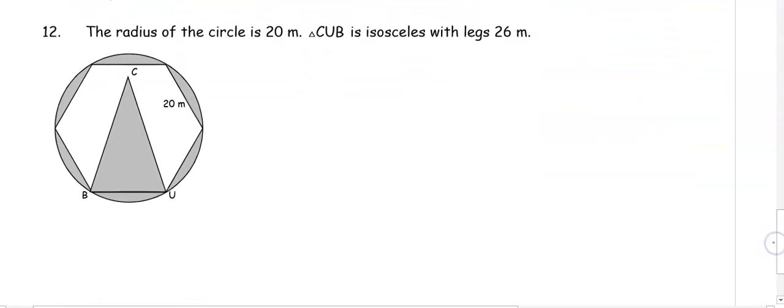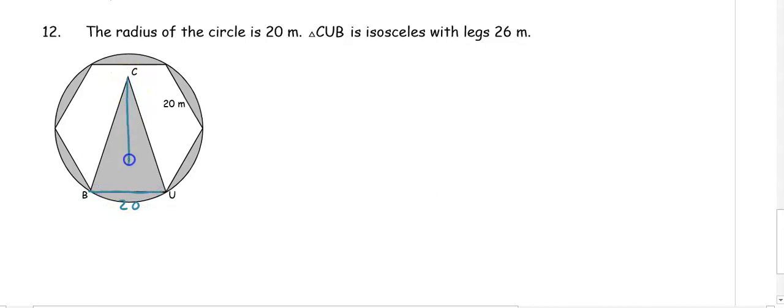In our last problem, number 12, the radius of the circle is 20 meters. Triangle CUB is isosceles with the legs of 26. So if we know that the radius of the circle is 20, we also see from the picture that each side of the hexagon is 20. So first let's work on the triangle. So the triangle, we know that 20 is the side of this hexagon.